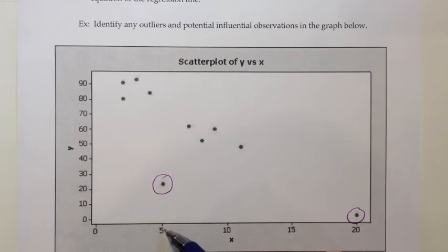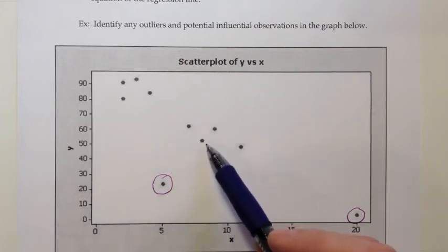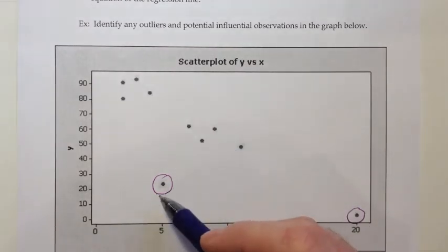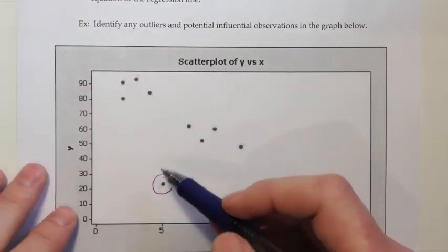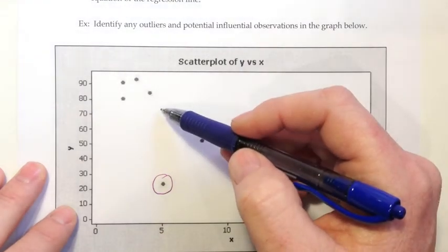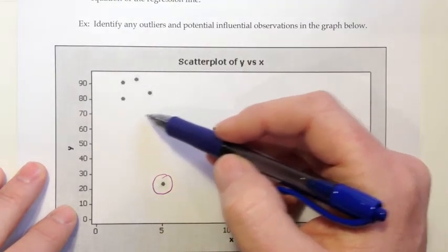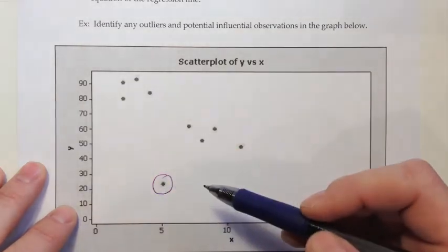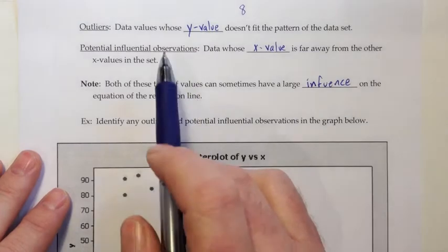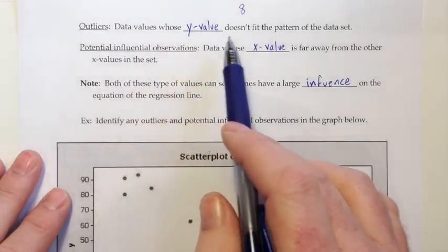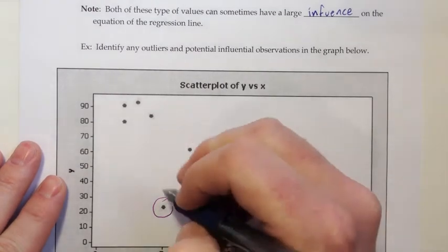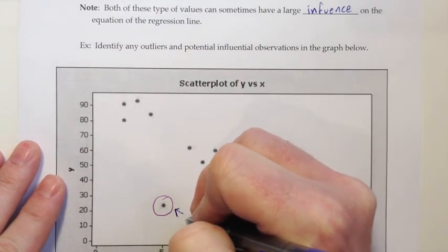A 5-year-old car is not strange. We have 6, 7, 8-year-old cars, 4, 3, 2 over here. So the 5 fits in there, but the y value doesn't. You would expect a 5-year-old car to cost more, in this case maybe around 70, 75 or something like that, instead of where it's coming in around 20. So I would say when I look back up at these definitions, that's a data value whose y value doesn't fit the pattern. And that is definitely off pattern, so I'm going to call that one an outlier.